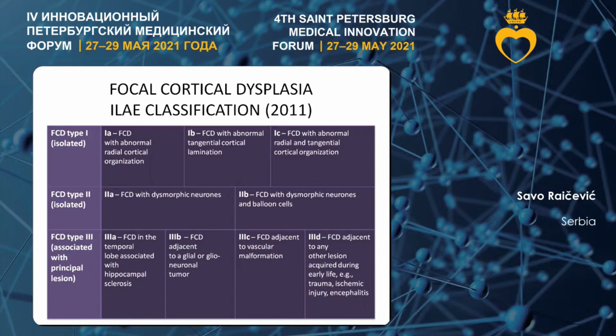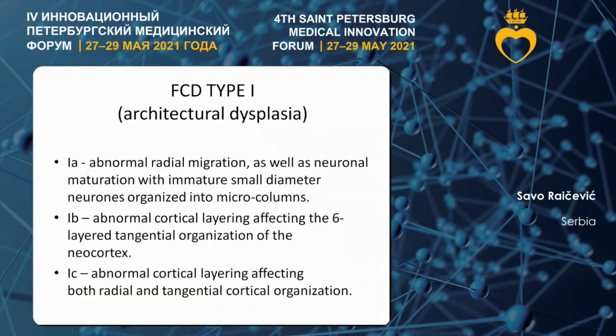Type 1 has 3 subcategories, Type 2, 2, and Type 3 has 4 subcategories. So we'll talk about them a little more. Focal cortical dysplasia type 1, as I said, has 3 subtypes. In 1A, we see abnormal radial migration and neuronal maturation stoppage with the immature small diameter neurons organized into microcolumns. In 1B, we see abnormal cortical layering affecting the 6th layer, the tangential organization of the neocortex.